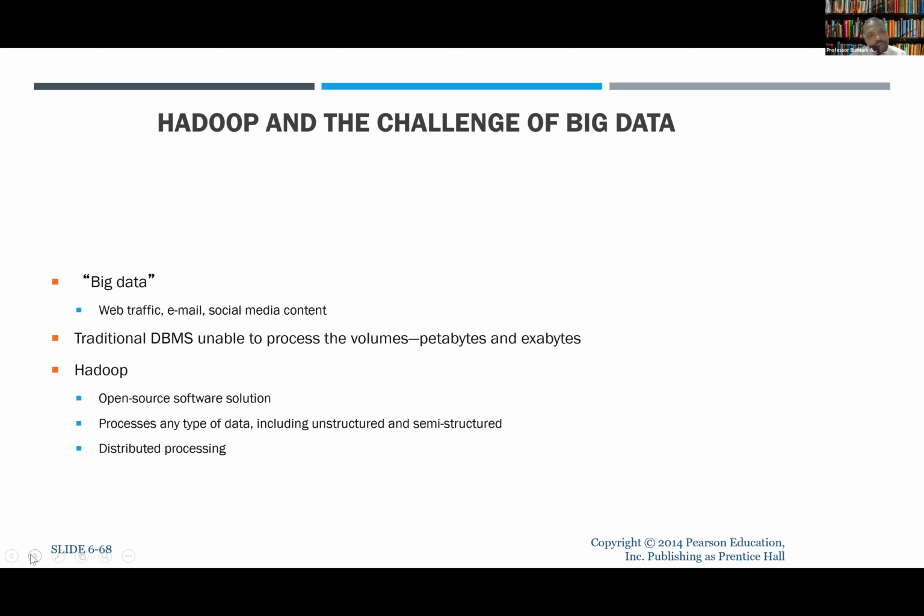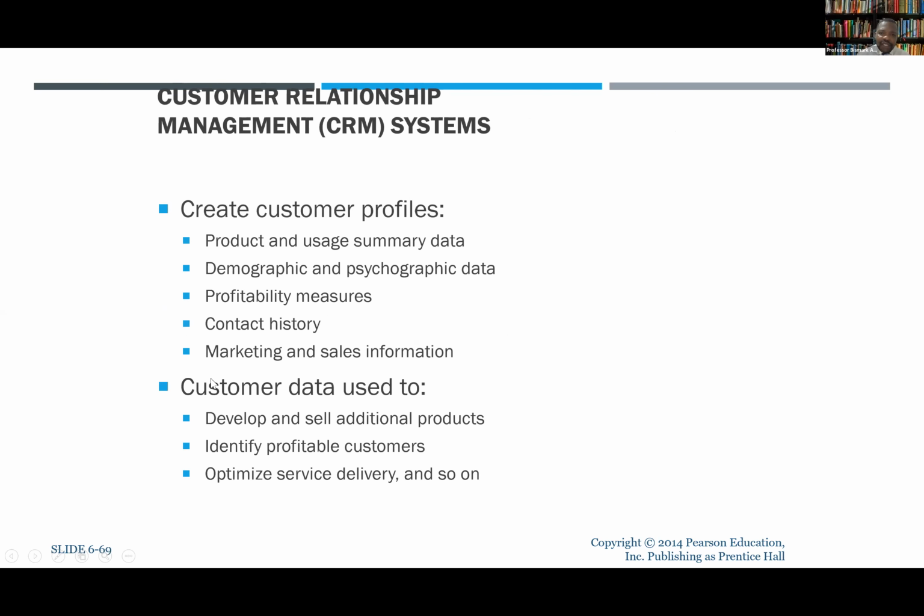So now the challenge of big data. Big data includes web traffic, email, and social media content. Traditional database systems are unable to process the volumes, petabytes and exabytes, and handle them, so open source software solutions process any type of data, including unstructured and semi-structured data, and distributed processes. That will end it here, as I didn't want to get too technical, but just give you a very general overview of these concepts that are important to the marketing community.